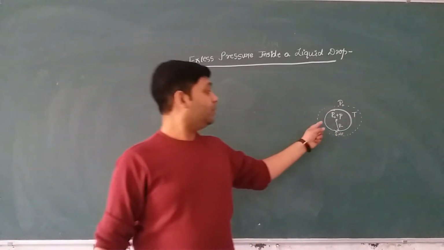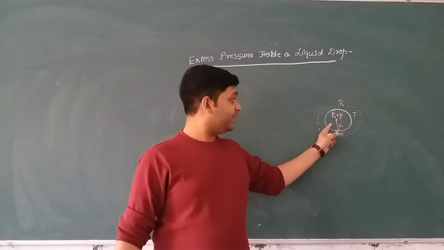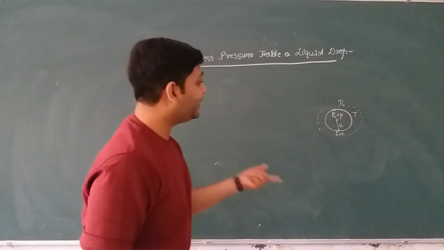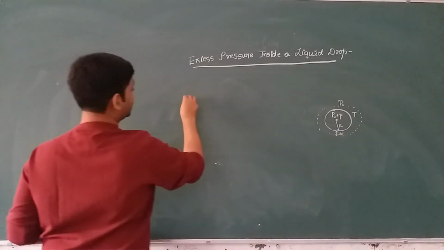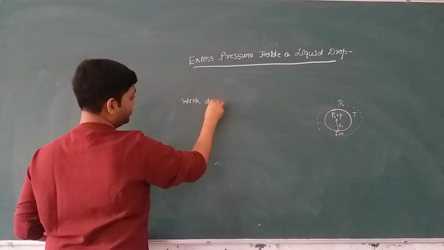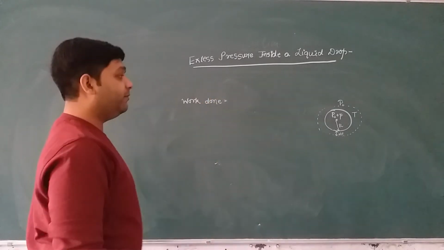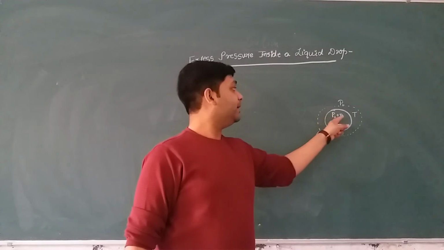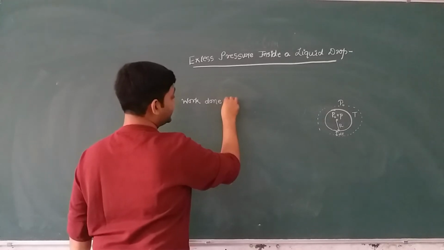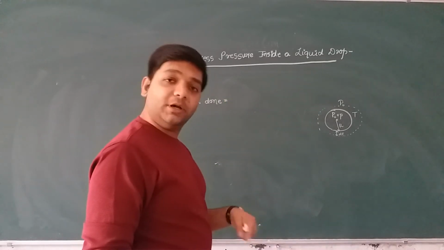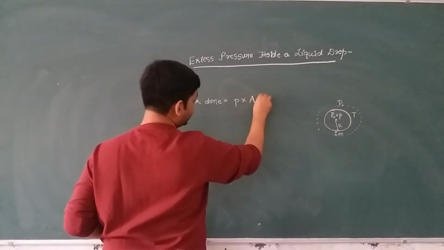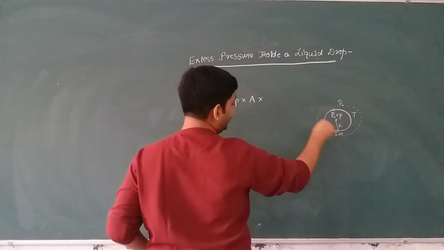Now in order to increase the radius of this spherical drop from r to r plus dr, this excess pressure must have done some work. So let us calculate the work done by the excess pressure. Work done is equal to force into displacement. This excess pressure small p is doing the work, and we know pressure is equal to force upon area, so force will be equal to pressure into area. So p into area is the value of force, into displacement, which is dr.